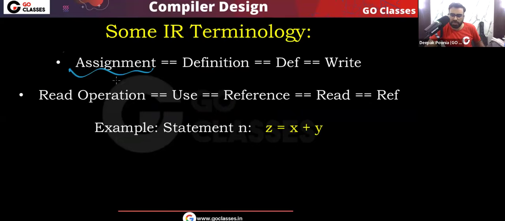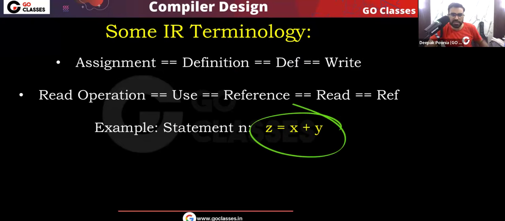Whenever we are assigning something to a variable, this assignment is also called definition. For example, consider this statement: z equals x plus y. Here you can notice that x plus y is assigned to variable z. So here variable z is assigned. We also call that we are defining the variable z. In short, we call it def, or you can say that we are writing the variable z. Please understand, all these things are the same: assignment, definition, def, write.